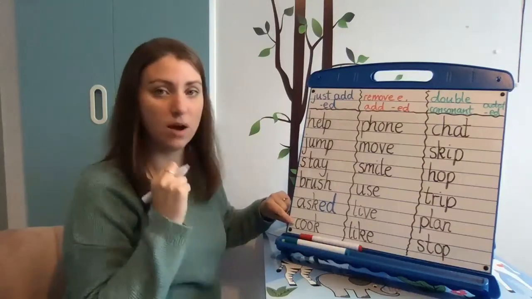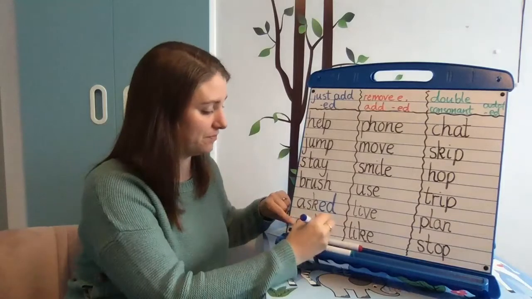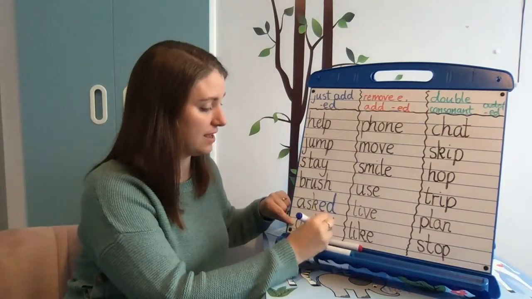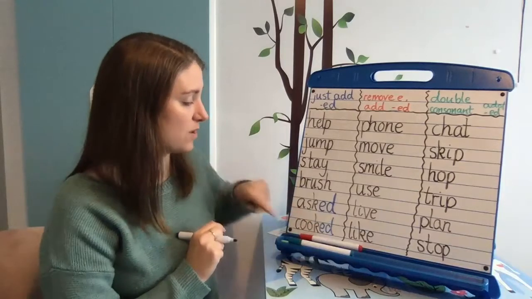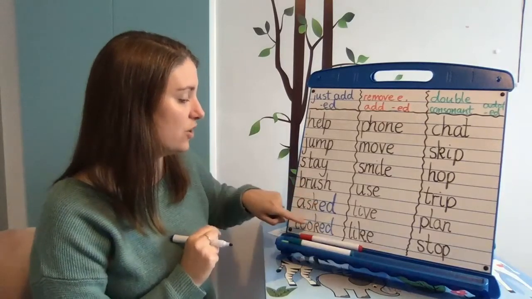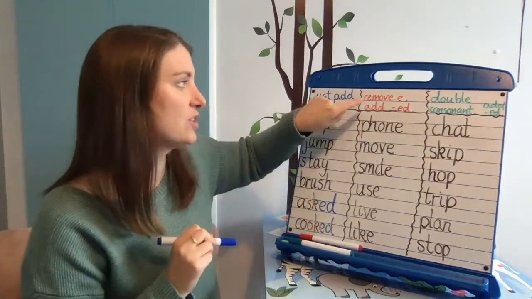Cook. What do I need to do for this column? Add ED, and then I'm just going to read it. Cooked. So I've got asked and cooked. I just had to add ED. Let's have a look at the next column.